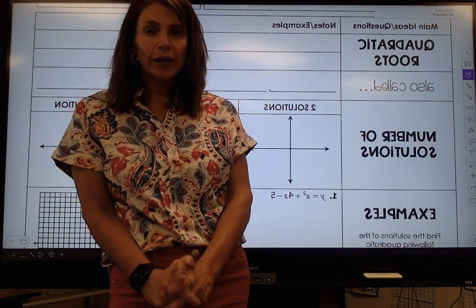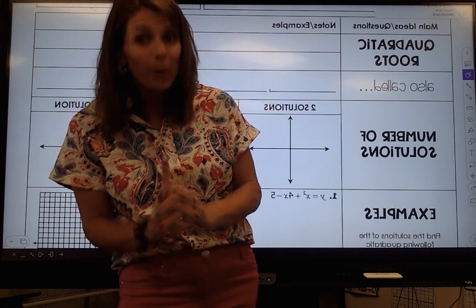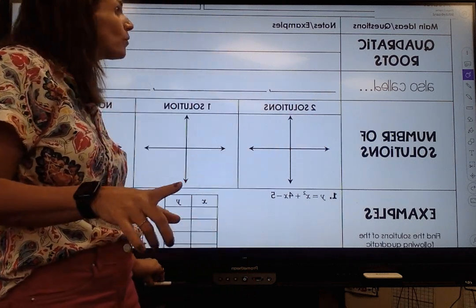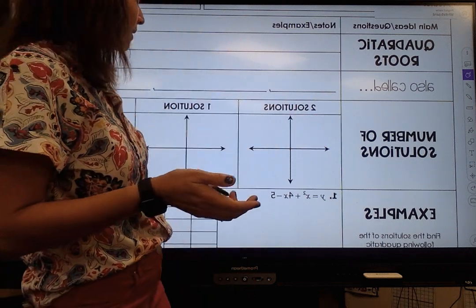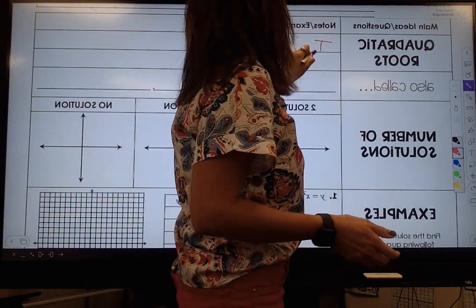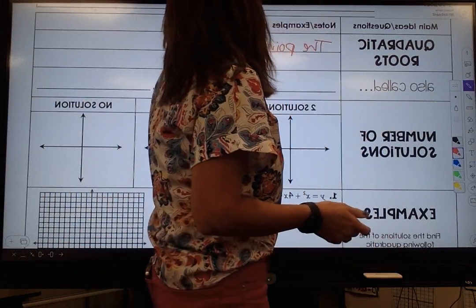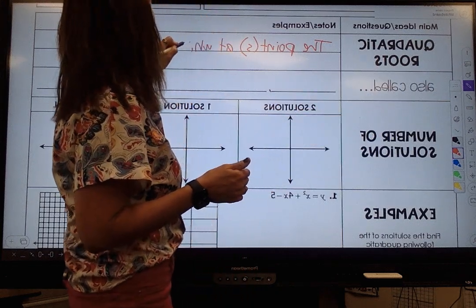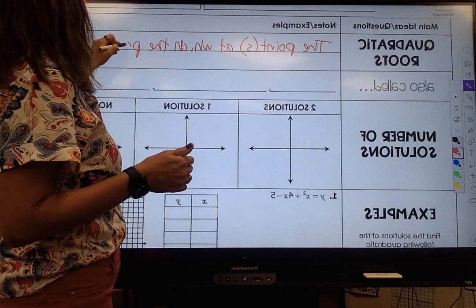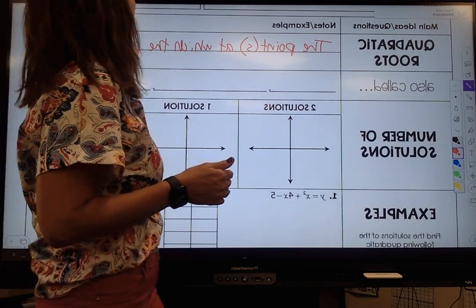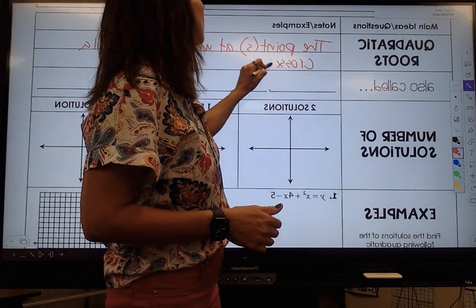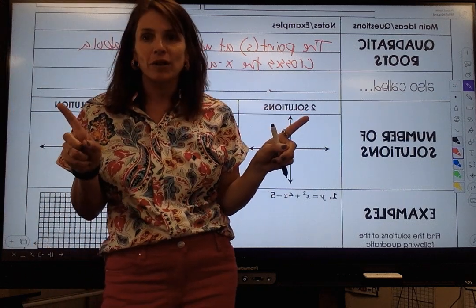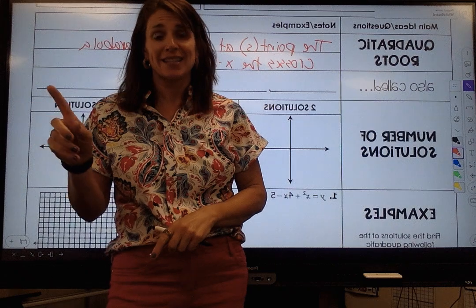We're going to talk about quadratic roots and what they are, but here's a heads up. We actually did this last year. So quadratic roots are the points, because there may be more than one, the points at which the parabola crosses the x-axis. That's it. It is literally, where does it cross the x-axis? That's the solution. It's that easy.